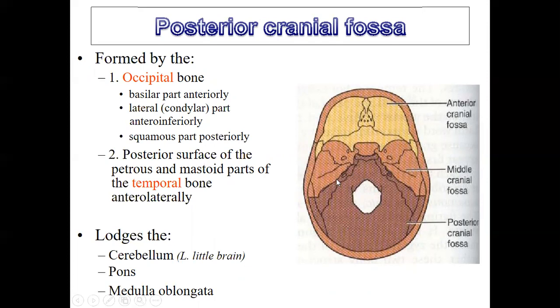The posterior surface of the petrous part of the temporal bone, and also the mastoid part of the temporal bone, also form the posterior cranial fossa. This is the posterior surface of the petrous part of the temporal bone. And the mastoid process of the temporal bone also forms the posterior cranial fossa. The posterior cranial fossa lodges the cerebellum, which is the little brain, and also the pons and the medulla oblongata.